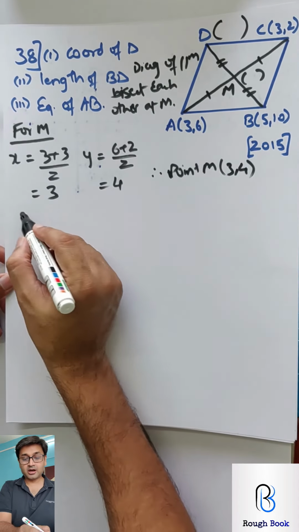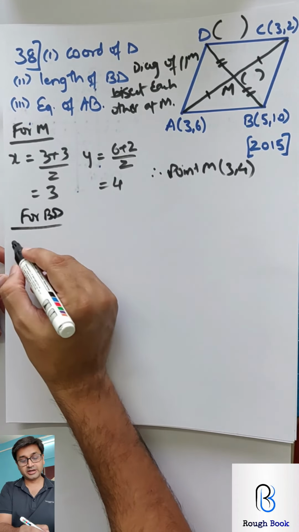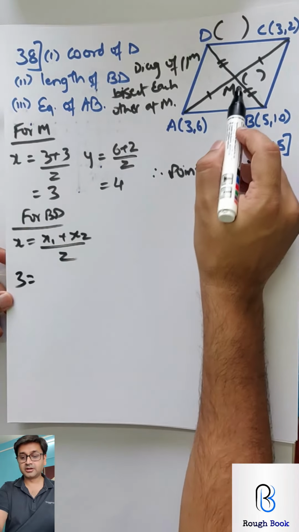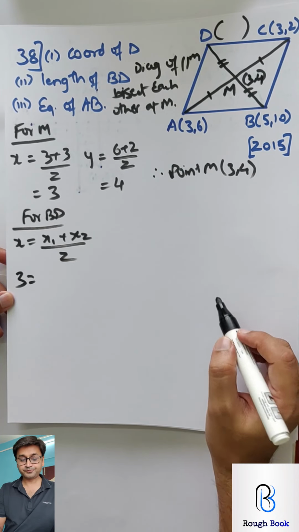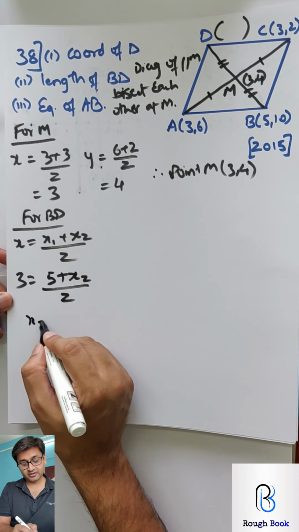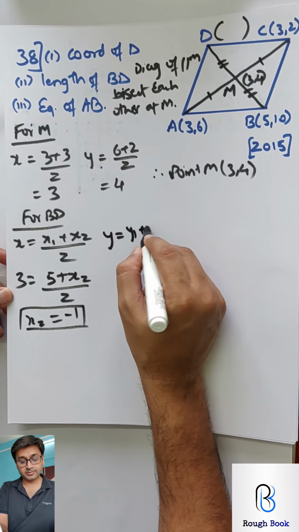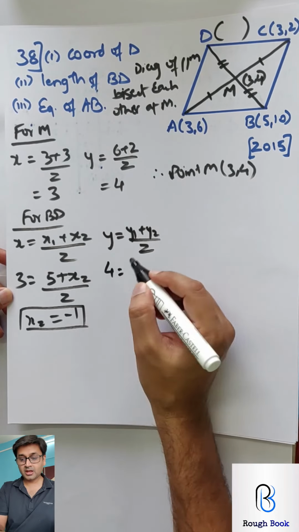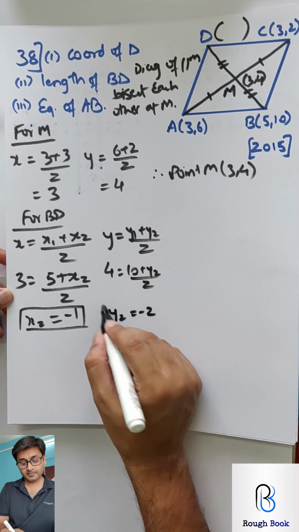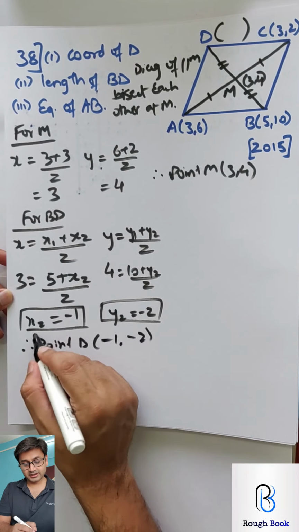So we got this. Now once we got this 3 comma 4, use it for BD. So for BD we are trying to get D. So again x is equal to x1 plus x2 by 2. X is 3 here in the middle, 3 comma 4. So x is 3, x1 is 5, x2 unknown, by 2, so 6 minus 5, so x2 will be 1. Likewise let's get the second one, y is y1 plus y2 by 2, so y is 4, y1 is 10 plus y2 by 2, so 4 twos are 8 minus 10, so minus 2. So therefore I can say point D is 1 comma minus 2.